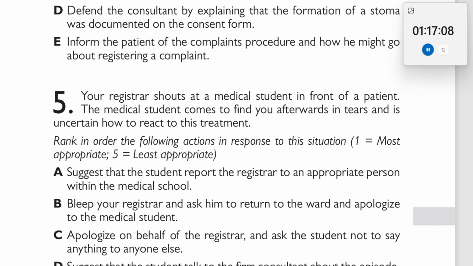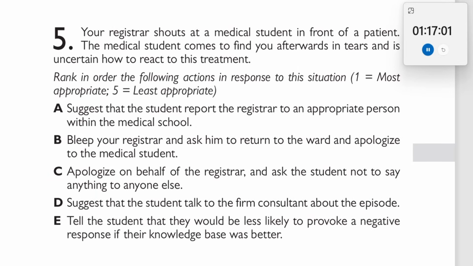Okay, next one. The registrar shouts at the medical student in front of the patient. The medical student comes to find you afterwards in tears and is uncertain how to react to this treatment.